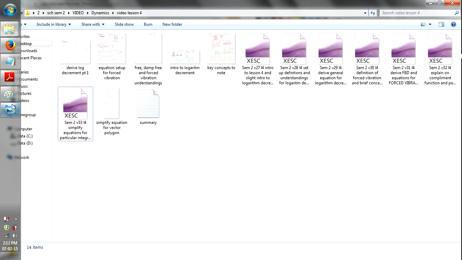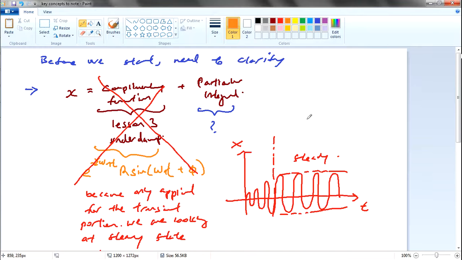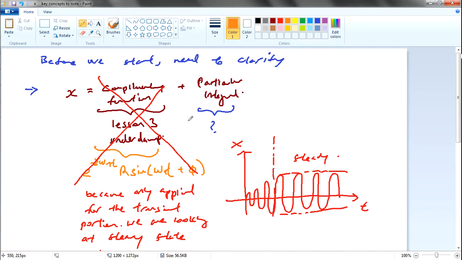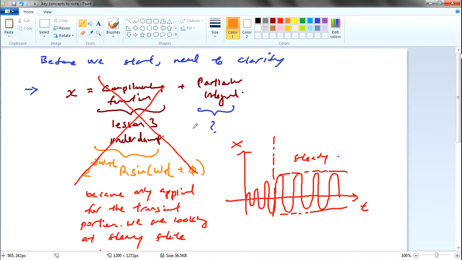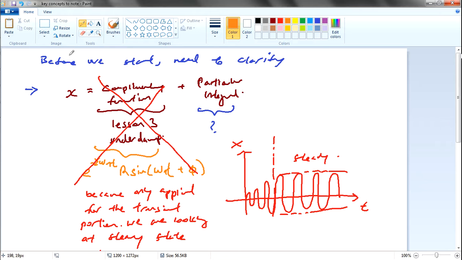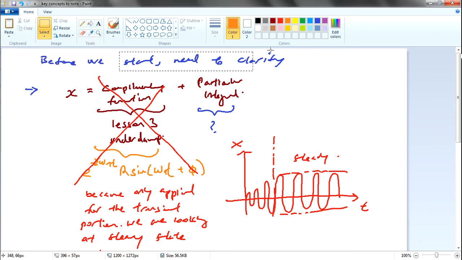Now it's already more than that. Anyway, the purpose of this video is to clarify all the doubts that I've caused, and also some explanations that have caused unnecessary misunderstanding. So in order to solve all these things and make sure you fully understand, I'll do this video. Before we start going into the vector polygon, we need to clarify.